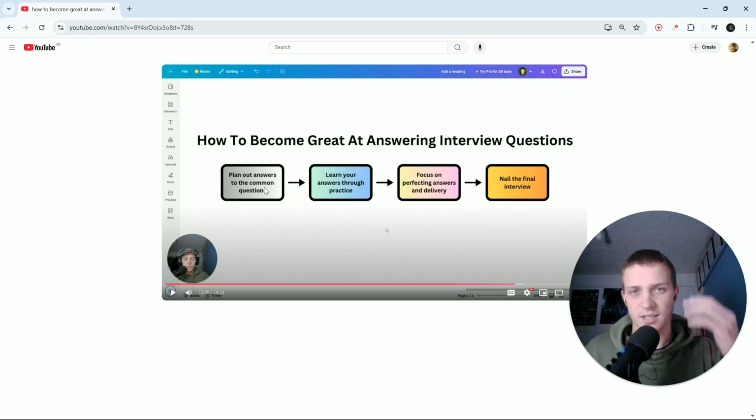What are your weaknesses? What are your challenges? Tell me about a time you worked as a team. What would you do if you had multiple deadlines? Tell me about a time you were a leader. Tell me about a time you worked hard on something. All those sorts of things. You'll plan out the answers to those common questions.